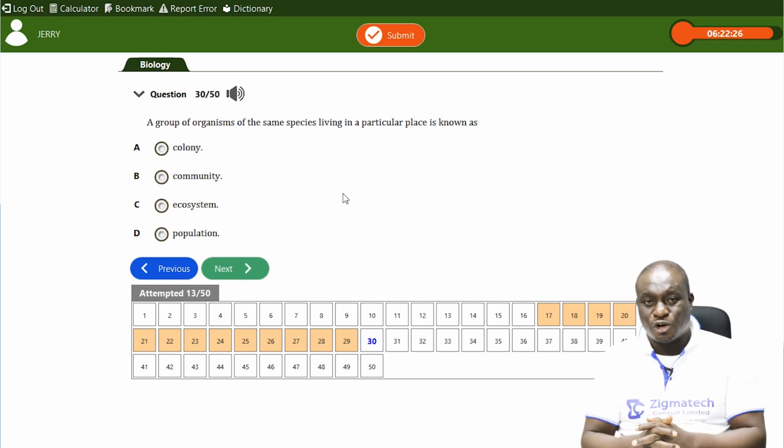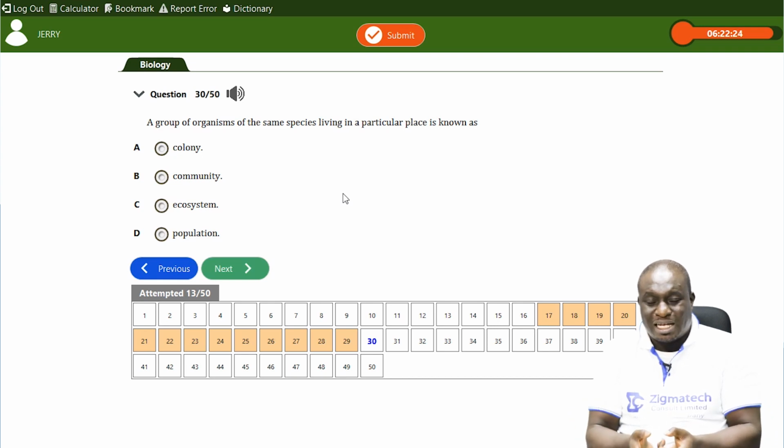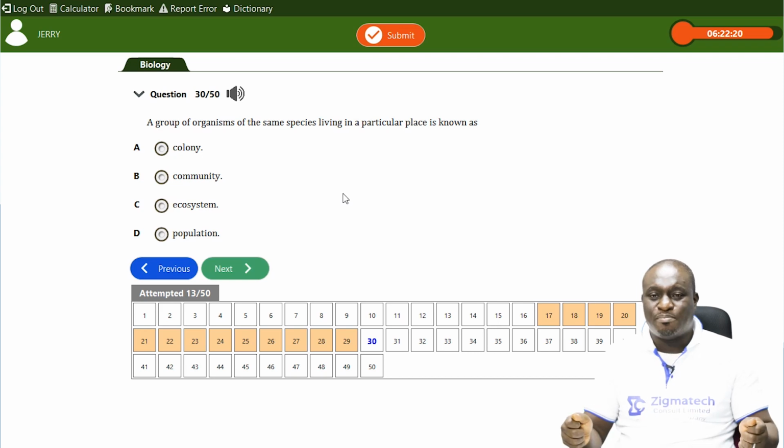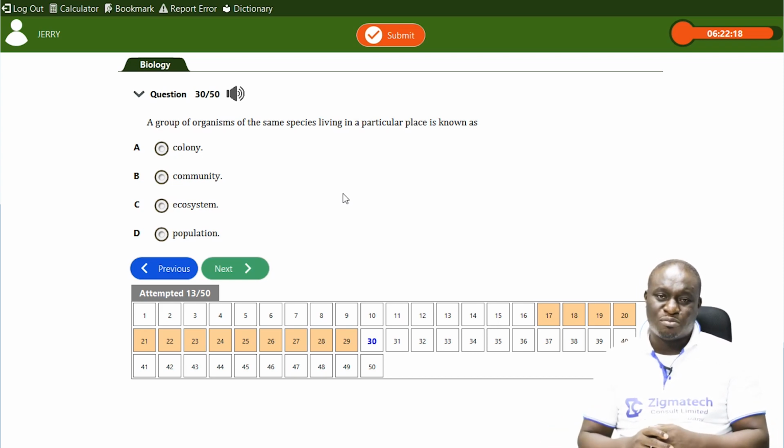An example is the volvox. It is a colony of cells. They depend on each other. They are never independent of each other. So that is an example of a colony.